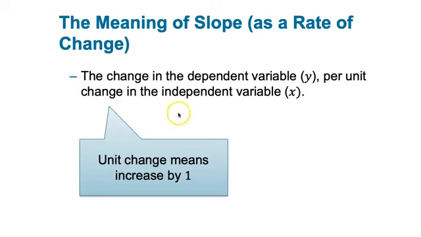You can use this generic description of the meaning of slope to help us understand how to write the meaning of the slope in this example. The meaning of slope is always the change in the dependent variable per unit change in the independent variable. So let's fill in what these things are for our example.